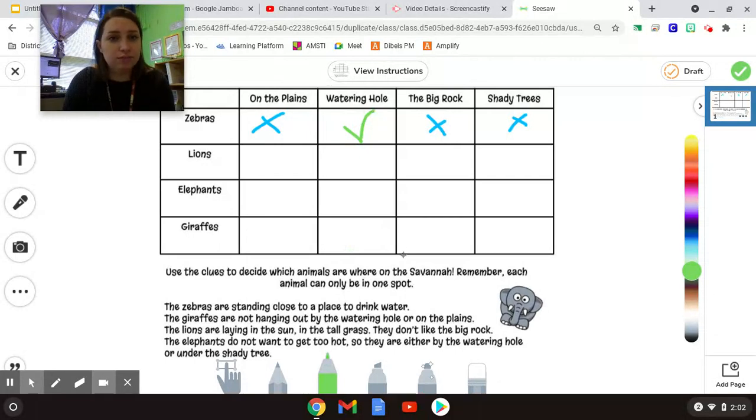Don't you think? I think so. That's where you drink water. And since the zebras are there, no one else can be there. So we would have to cross off the rest of my friends. So no one else can be there. Okay? So now I have all this information from just that one thing. So y'all use the clues to figure out the rest. I know you can do it.